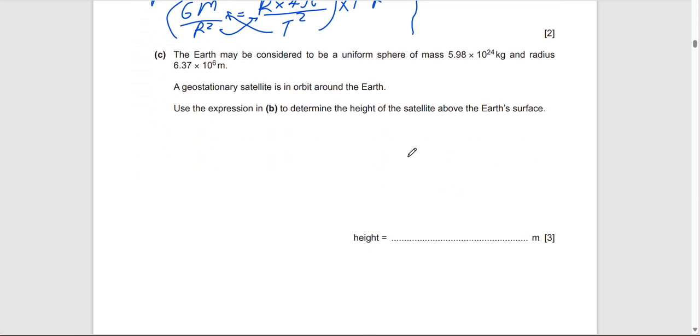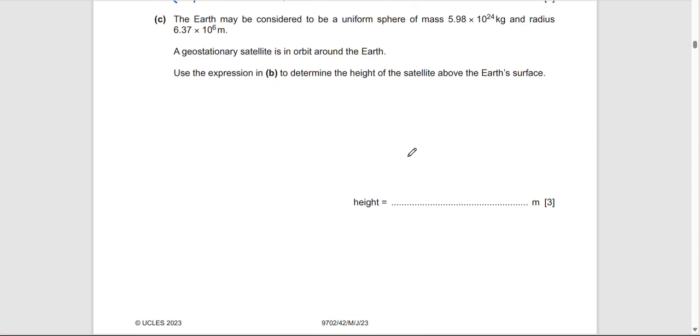C. The Earth may be considered to be a uniform sphere of mass 5.98 times 10 to the 24 kg and a radius of 6.37 times 10 to the 6 meters. A geostationary satellite is in orbit around the Earth. Use the expression in B to determine the height of the satellite above the Earth's surface.